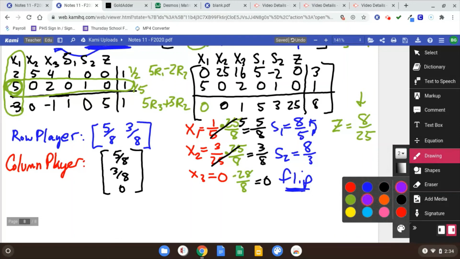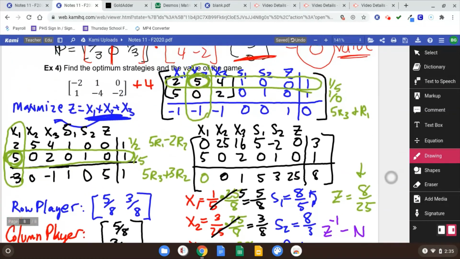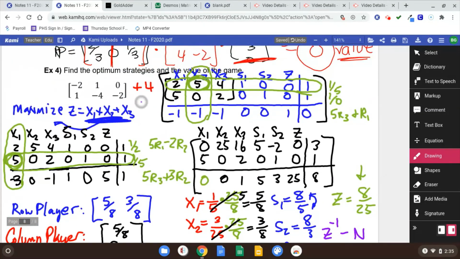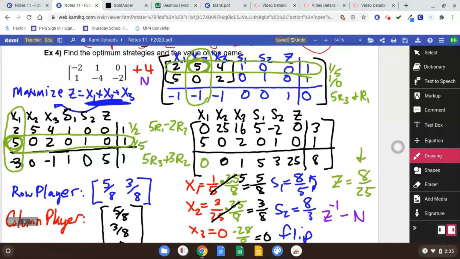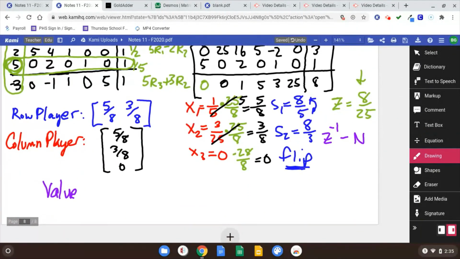For the value, we have to do something really weird. For the value, we have to take the reciprocal of Z and then subtract off the n number. Okay? Subtract off the n number. And that was this right here. This was n. Remember when we added that 4? We have to kind of cancel that out. Okay? We've got to get rid of that or undo that plus 4. And so we're going to subtract 4.